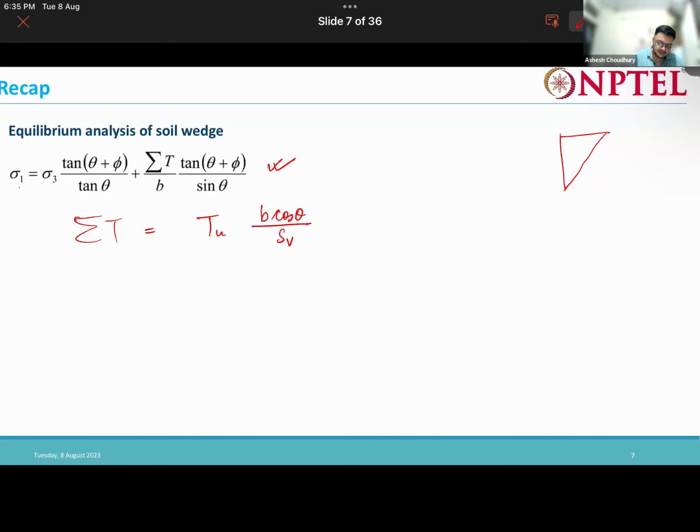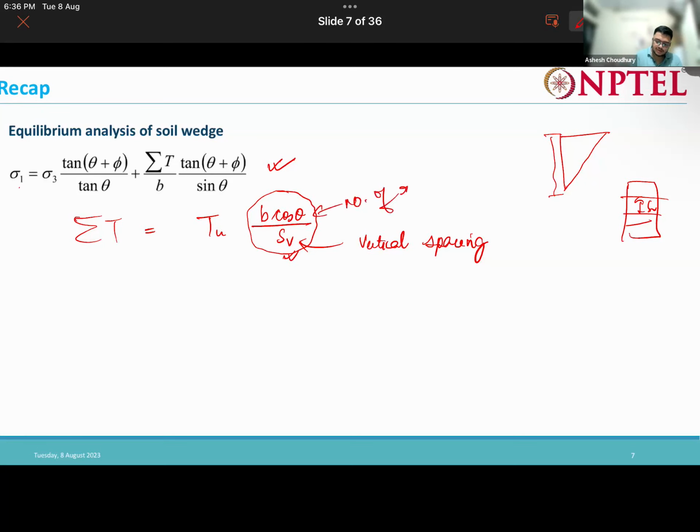Okay, so what is SB? This is the vertical spacing of the reinforcement, right? And what is this whole term b cos theta by SB? Okay, you can see b cos theta is this length, and SB is this spacing. So this will give the number of reinforcement layers. Okay, so this is the number of reinforcement layers that is cut by the failure wedge.